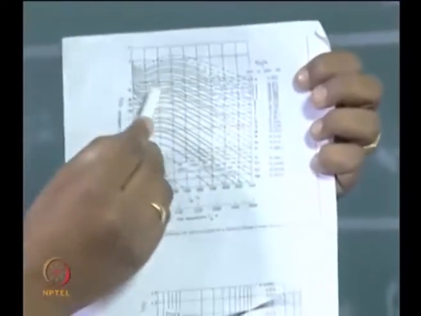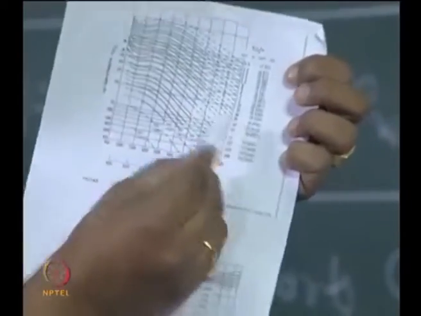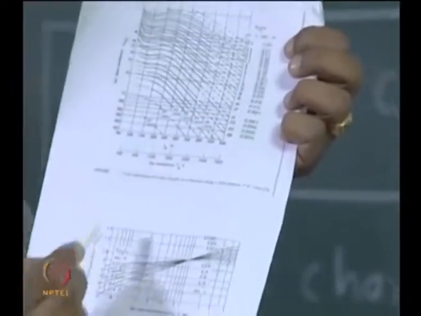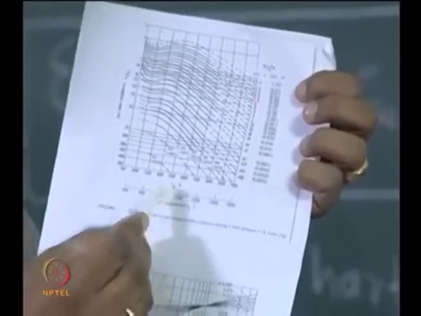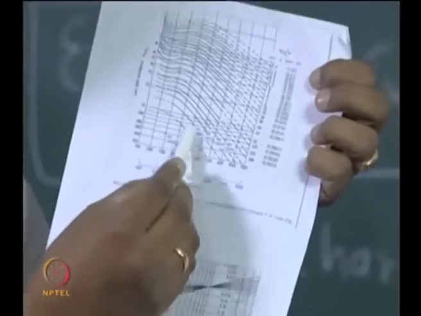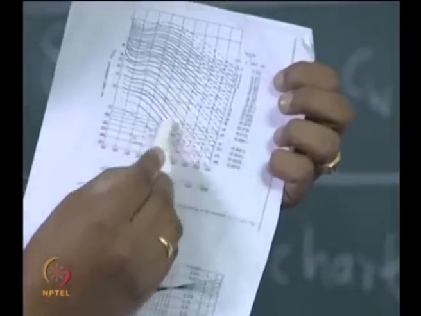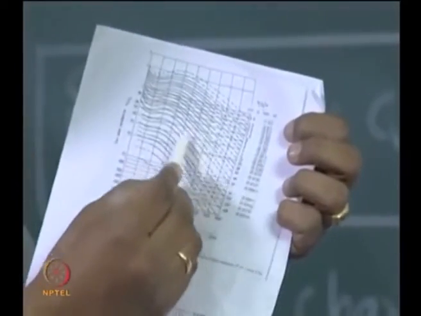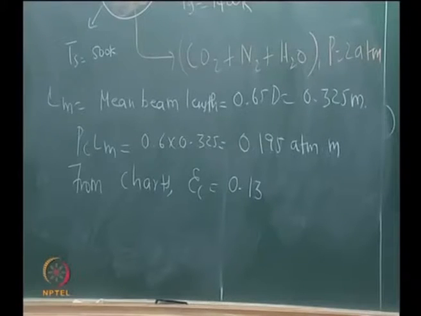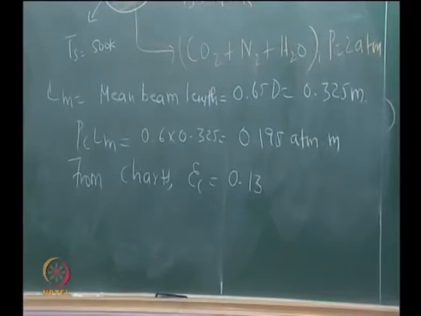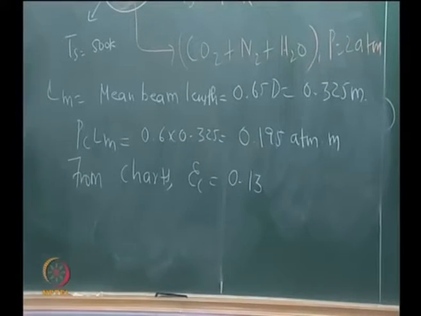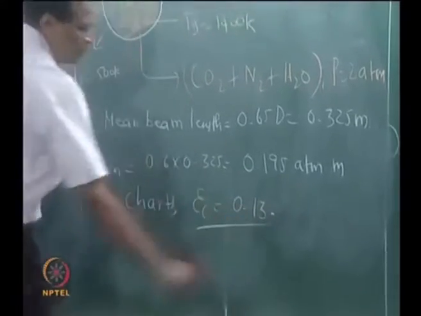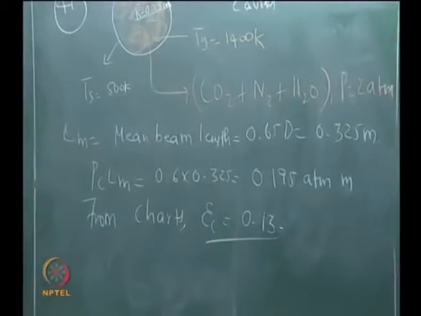It is somewhere here in the middle, okay, and then Tg, what is the temperature? 1500, so it is in this region, okay, 1400, so it is somewhere in this region. What is the answer? 0.13, okay, you got it. Then straight away we can get the Cc.